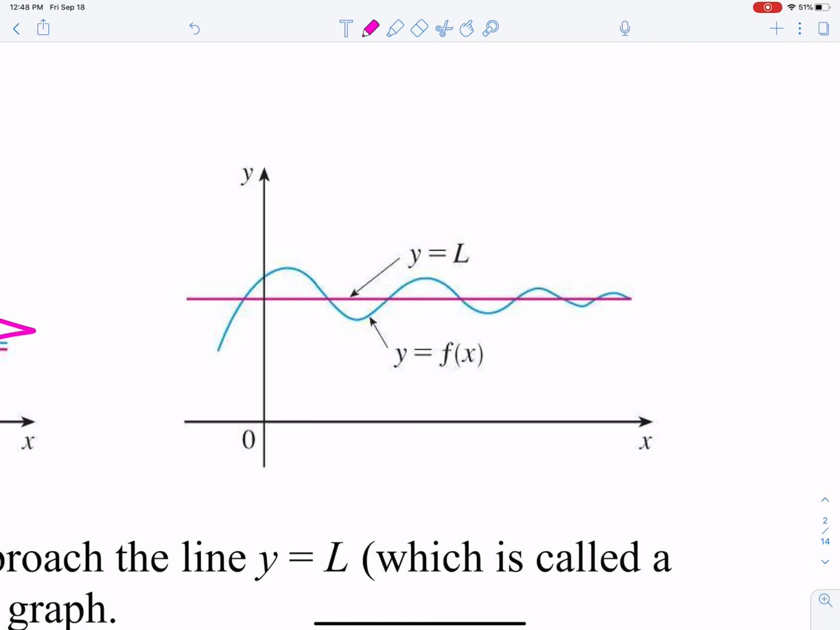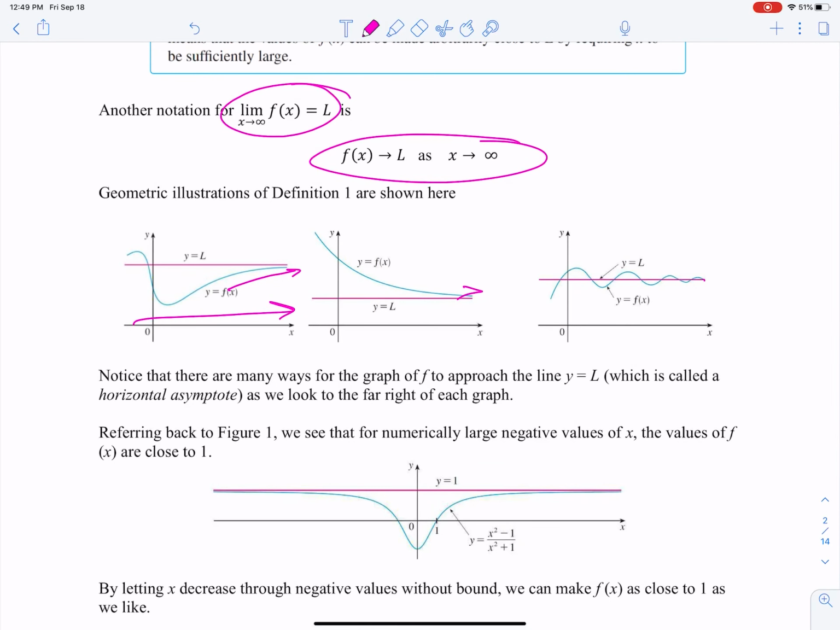This red line here, this pink line, is still an asymptote. You can see that this function oscillates above and below this y equals L line, this asymptote. It's going to get closer and closer, but it's still going to keep going above and below that asymptote forever. Notice that there are many ways for the graph of f to approach the line y equals L, which is called a horizontal asymptote, as we look to the far right of each graph.